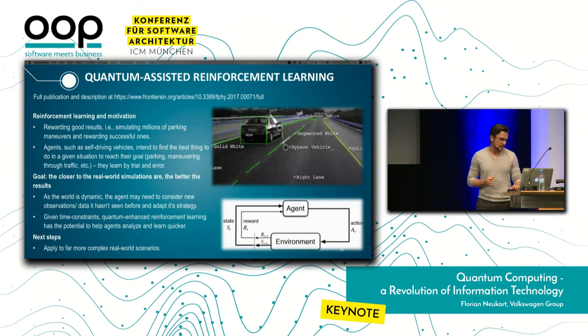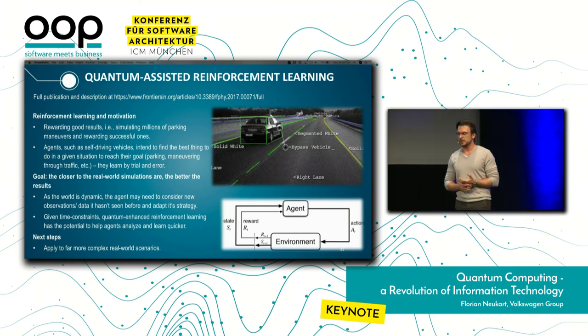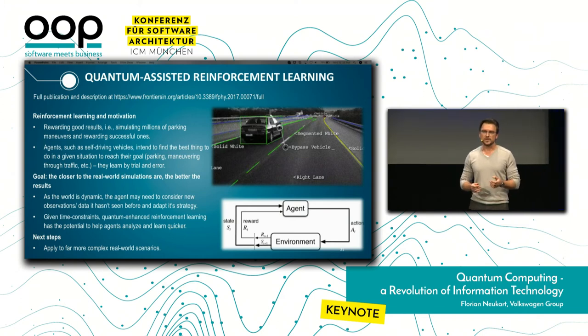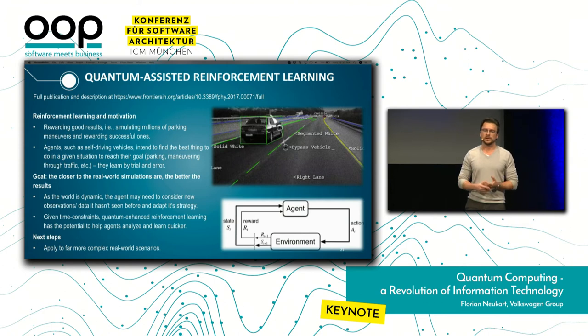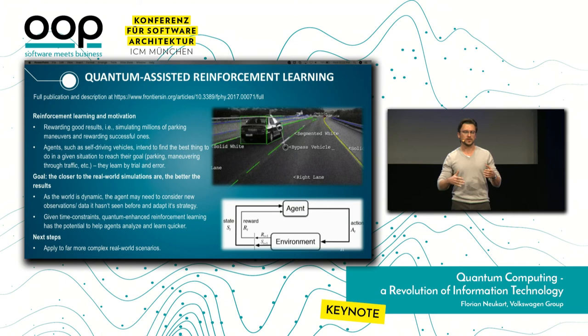And maybe one last thing in terms of quantum annealing systems, before we skip over to gate model chips, is reinforcement learning, which is also a very interesting problem. So you know, in reinforcement learning, you want an algorithm to learn from observations. So let's take a parking maneuver. I want to find the optimal parking maneuver, or have the vehicle learn to park optimally.